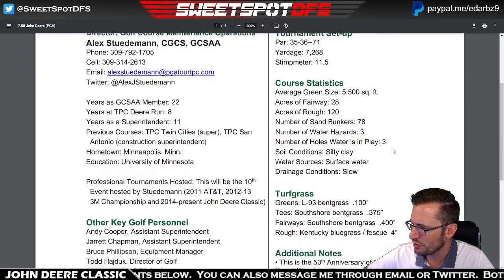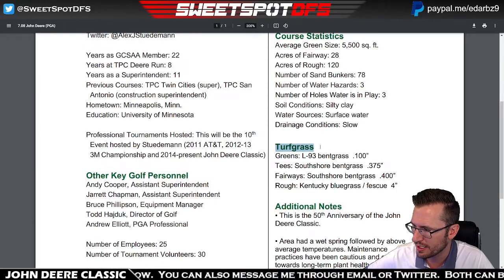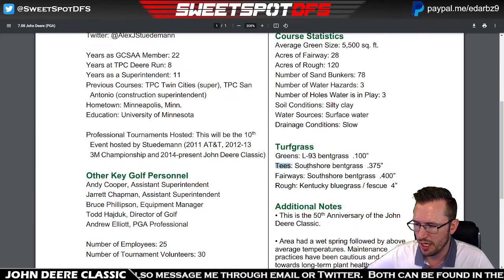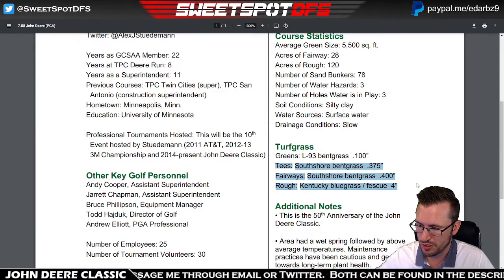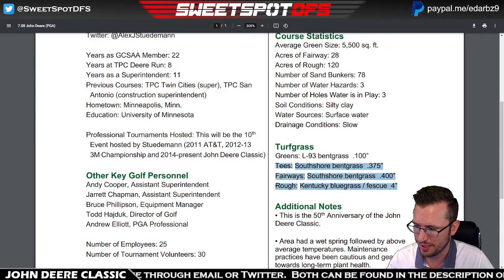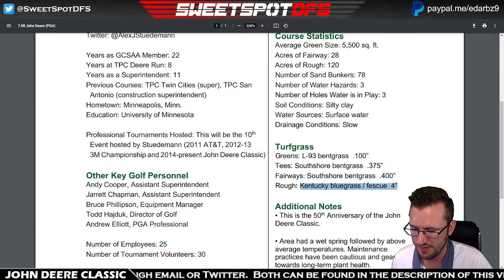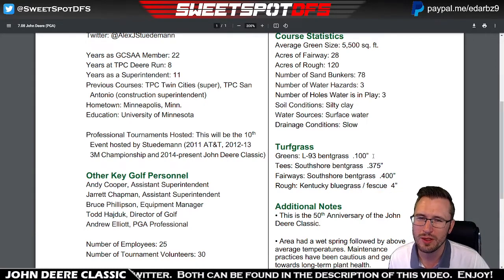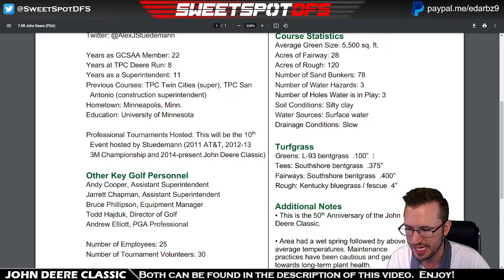As I scroll down here, turf grass is the next thing I like to talk about. Greens have bent grass on them, and then you can see the other parts of the golf course and what their grass is. Now, in the rough, there's Kentucky bluegrass and fescue. So if you want to look at a specific bent grass stat, it'd be putting.